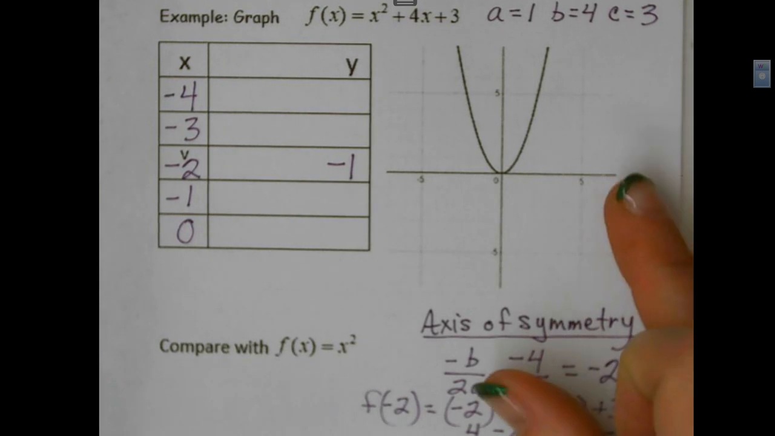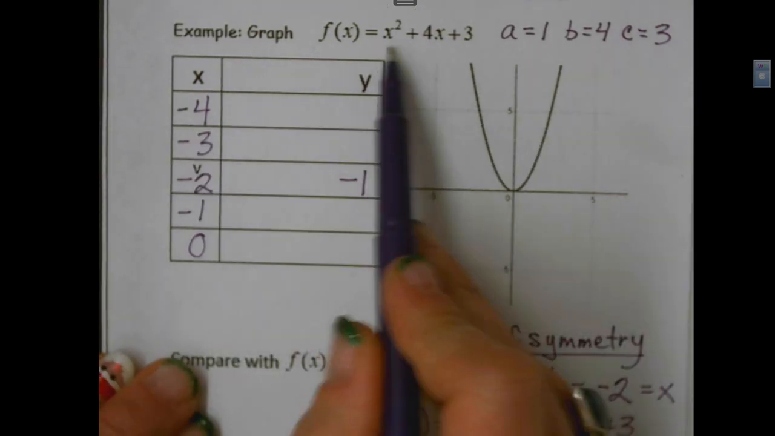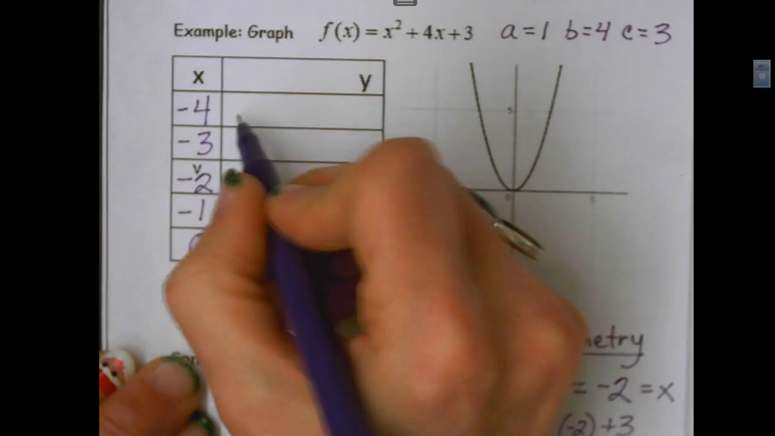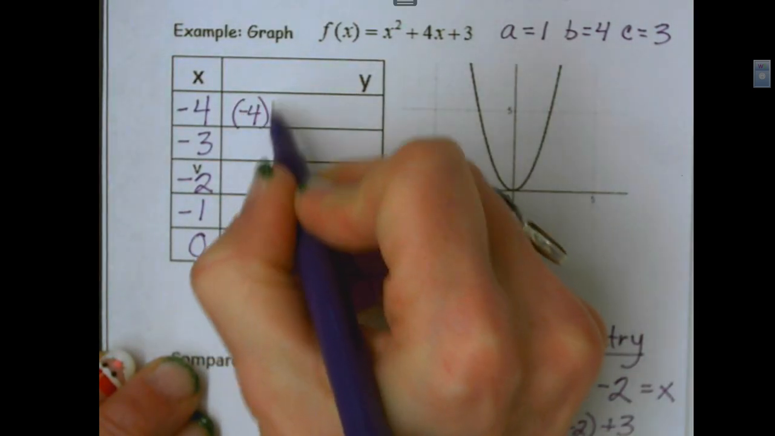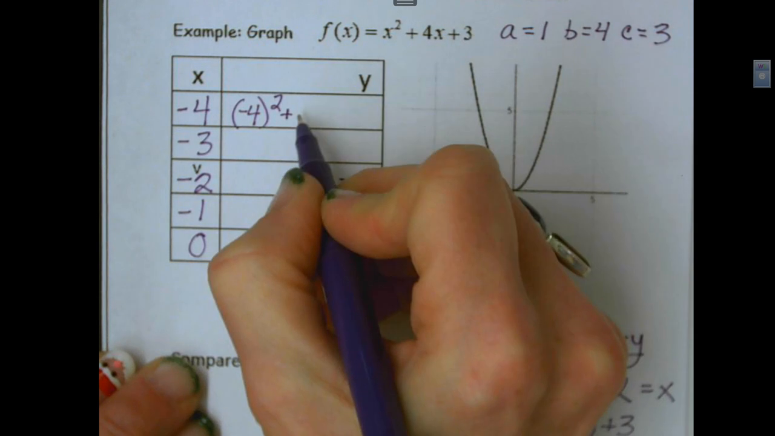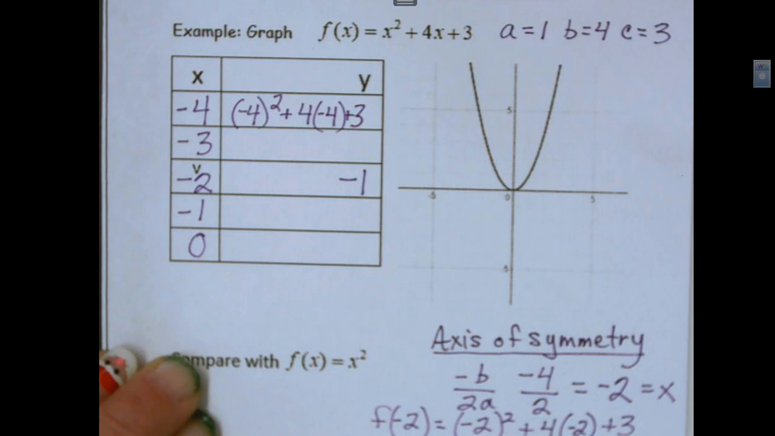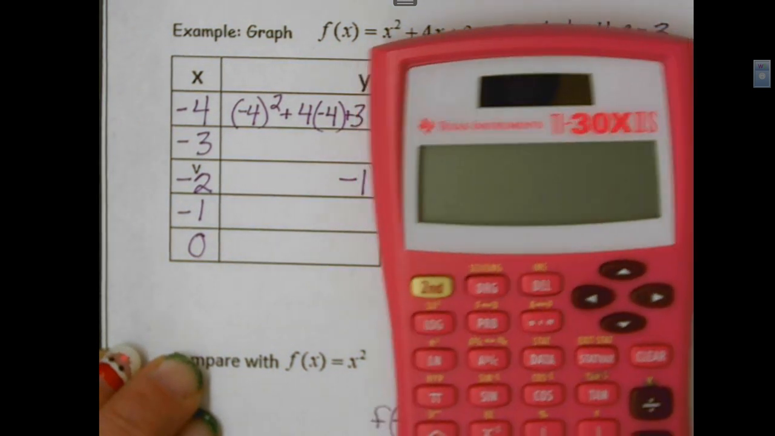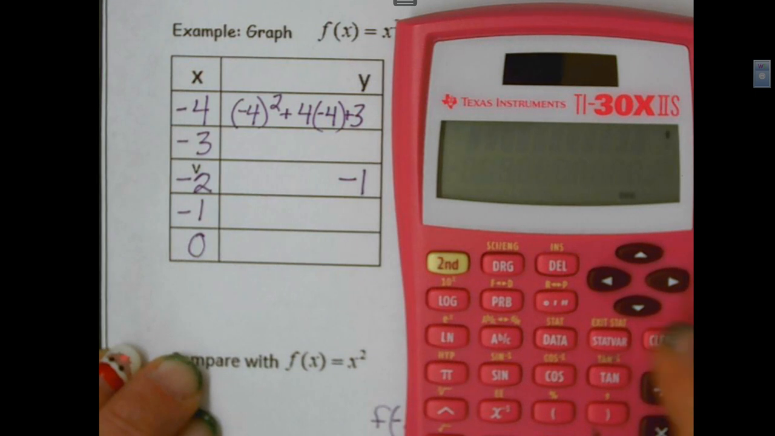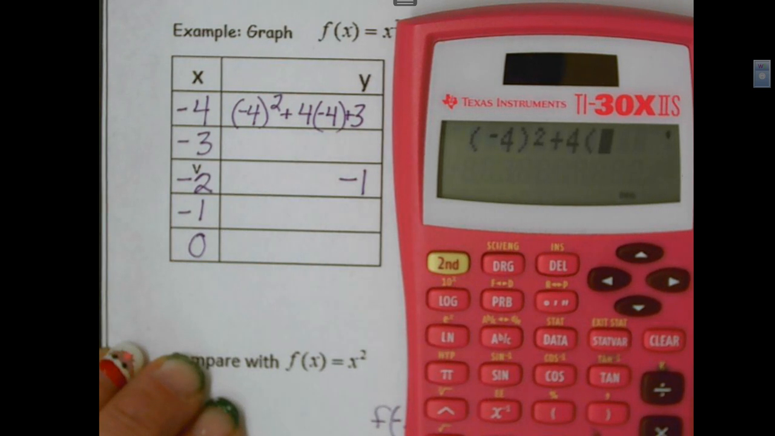All right, now I'm going to substitute -4 into our function. Anywhere I see an x, I'm putting -4. Again, feel free to use a calculator. I'll show you how to do that with a calculator, and we just want to quickly get these values. So parenthesis -4, I'm going to square it, plus 4, put -4 in parentheses, and then add 3.